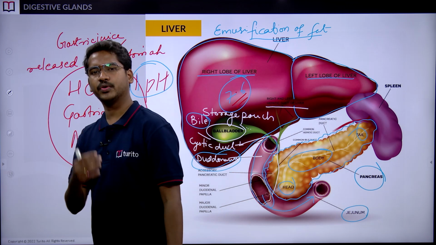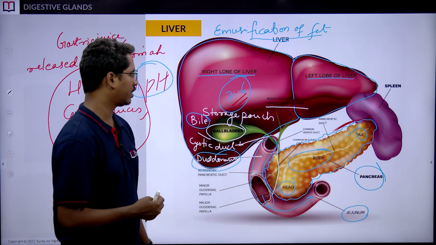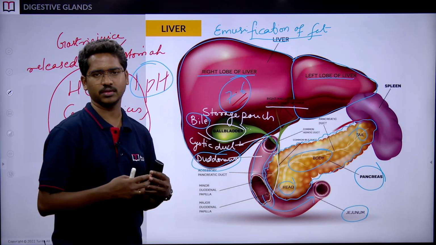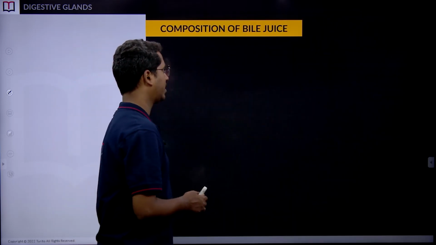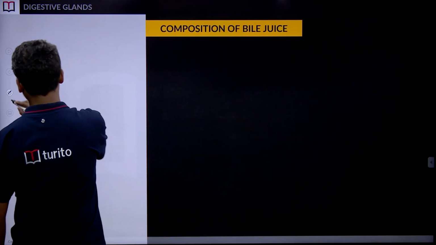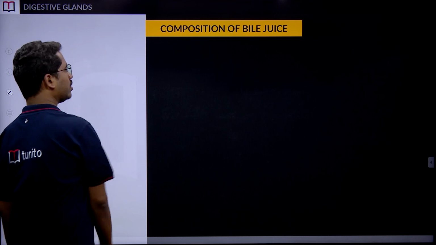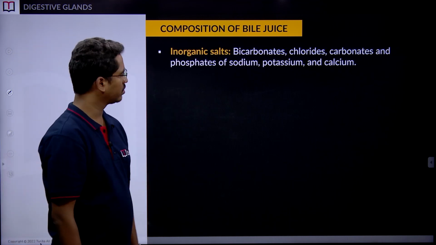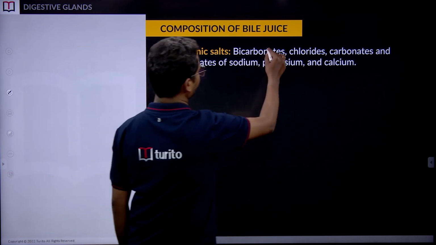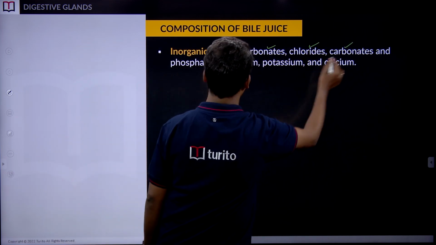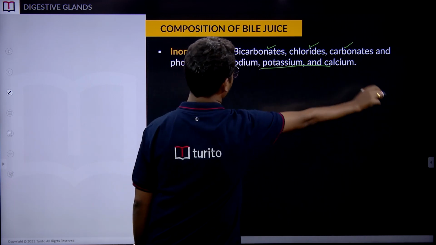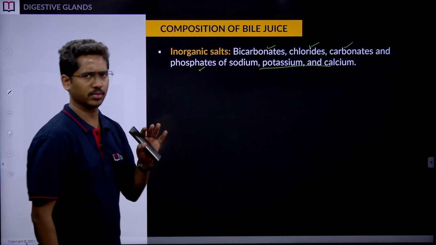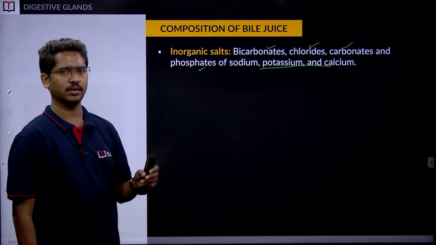That is the point of time when the fat emulsification is successful, followed by the fat digestion. So, that is what happens there. Now let us have a look at the composition of the bile juice. It has inorganic salts composed of bicarbonates, chlorides, carbonates, phosphates of sodium, potassium and calcium. So many salts.